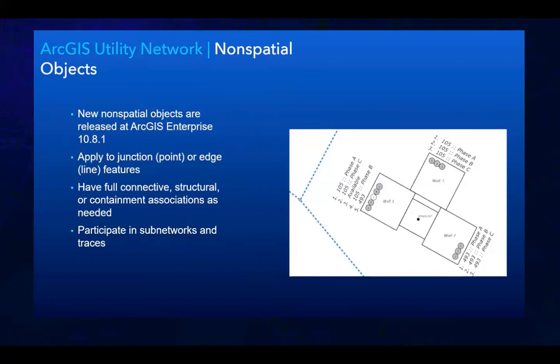So these non-spatial records tables have full connectivity. They have full capability to have structural containment associations, and they participate fully in subnetworks and traces. So these non-spatial objects are basically records without geometry that fully participate in the network topology. Really, really exciting technology. We'll take a look at that shortly.